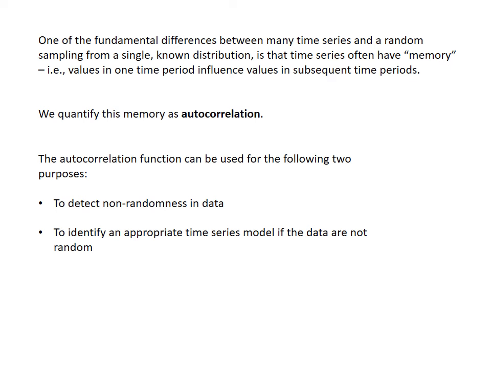So autocorrelation, the autocorrelation function, can be used for a couple different purposes. And the first is to detect non-randomness in data. Randomness in data just means you're putting your hand in a hat and you're pulling something out. Even if you can describe data using a probability distribution, if the value of that data from one period to the next are correlated or related, then it's not random. And we can also use the autocorrelation function to help identify time series models if the data are not random, and that's something we're going to do in a future lecture.